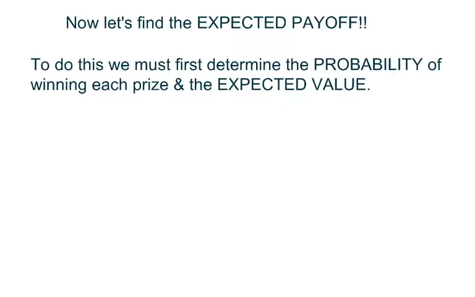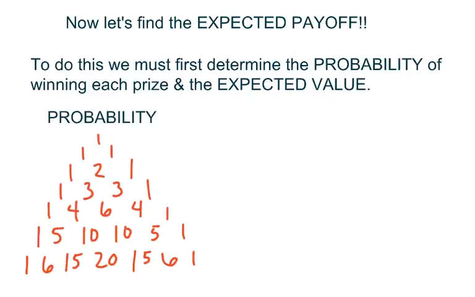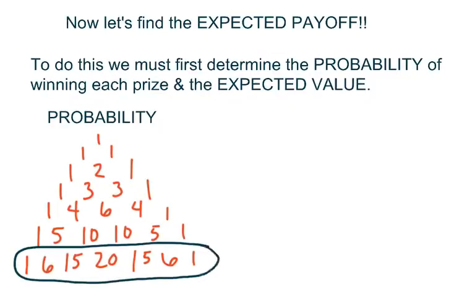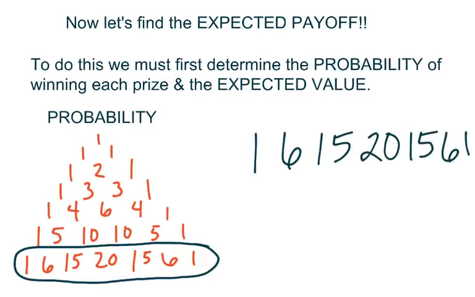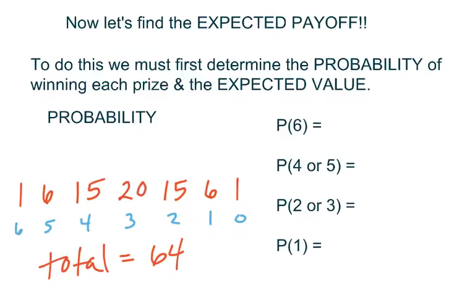Now let's find the expected payoff. To do this, we must first determine the probability of winning each prize and the expected value. First we're going to find probability by using Pascal's triangle. It's a 6-shot game, so we need to find the row where the second number is a 6. Using that row, we have 1, 6, 15, 20, 15, 6, and 1. If you add up that row, you're going to get 64. So your total is going to be 64.